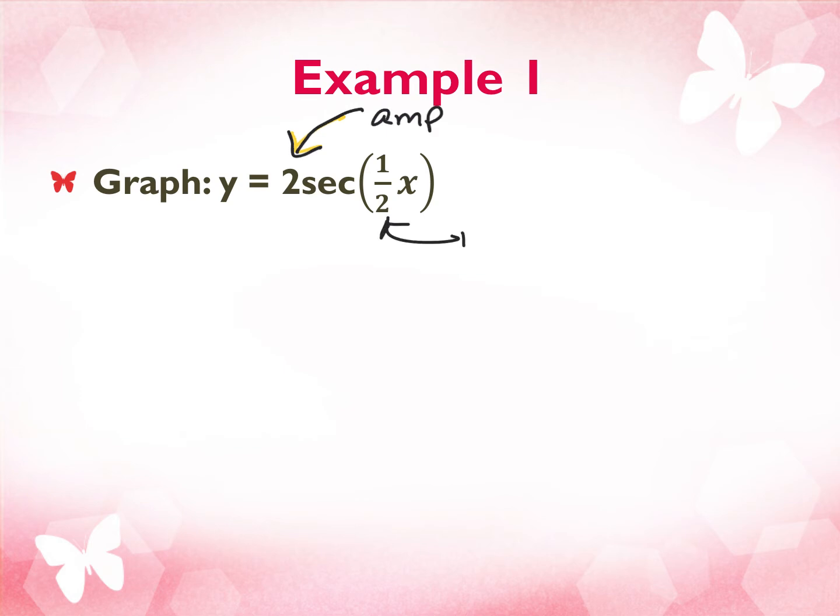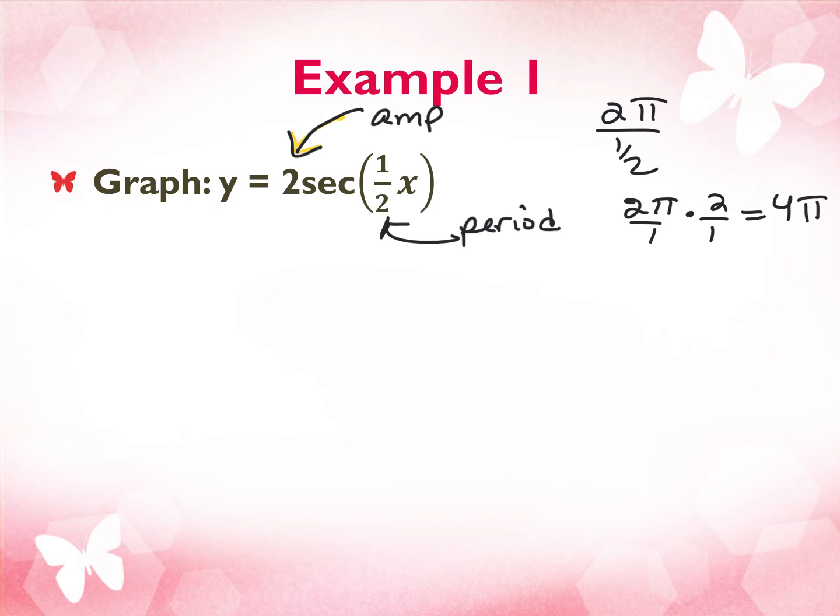The 1/2 I'm going to use to calculate my period. So I'm taking 2 pi and I'm dividing it by 1/2. So I do a keep flip change and I get 4 pi. So my period length is 4 pi.